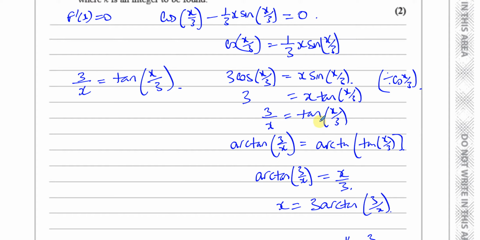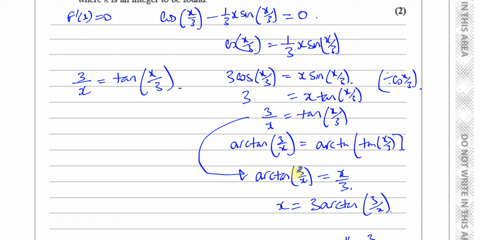We could have done that anywhere. For example, I know that the tan of an angle is equal to 3 over x, then I can say that that angle x over 3 is going to be inverse tan of 3 over x. So you can think of it that way, straight from here to there. We know that the tan of the angle is equal to 3 over x, so we can say that the inverse tan of 3 over x will give you the angle x over 3.